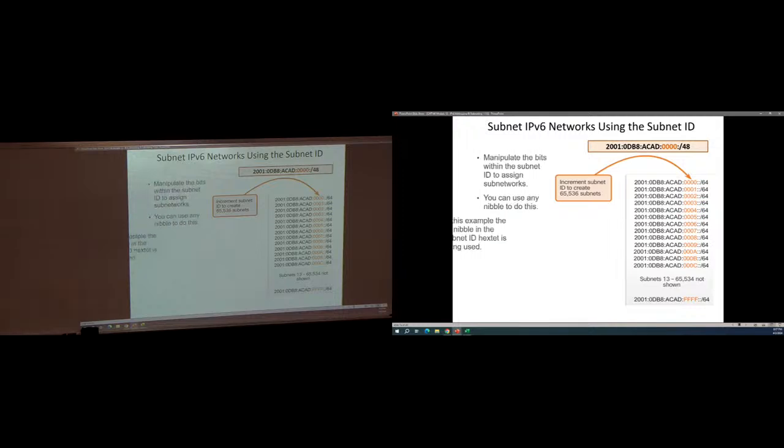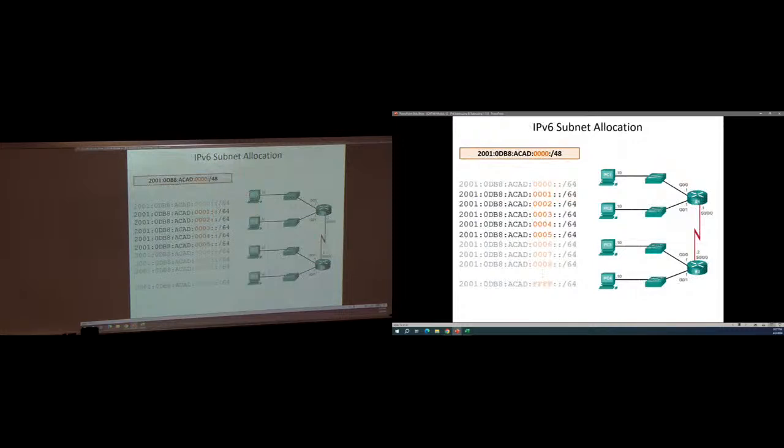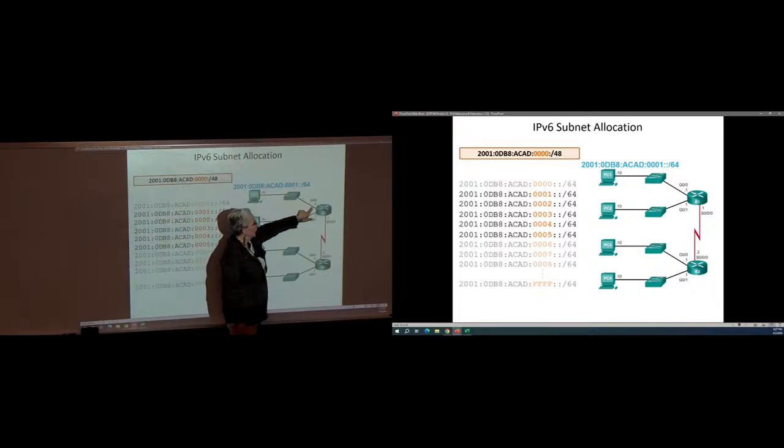All right, so let's take a look at what this would look like. There's our network. We started out with a /48, and then we did subnetting, and I'm going to assign each of these. Here, I'm going to assign this LAN right here to the 0001. What address would I use on this interface?